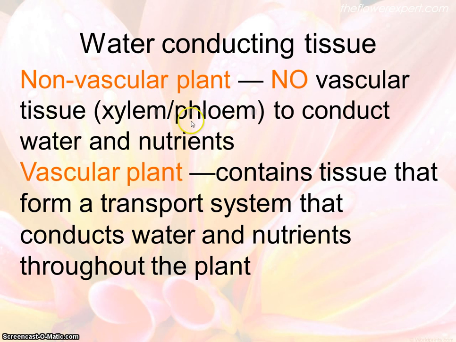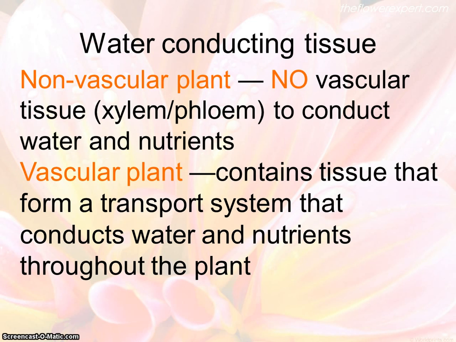But these are the two types of tissue that are found in plants that have the ability to transport water from their roots to the other places within the plant. So non-vascular plants won't have xylem and phloem. They don't have vascular tissue. Then our plants that do contain xylem and phloem, they do contain this tissue that allows them to transport water throughout the plant. They're called vascular plants.